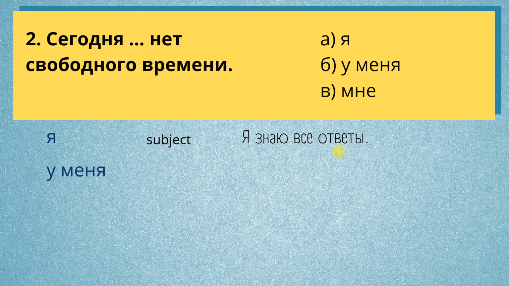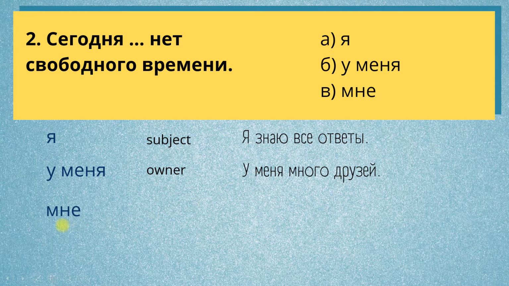У меня, also quite unique, and it's about the owners. У меня means you are the owner, and it's genitive case. У меня много друзей. I have a lot of friends. У меня, "у" and this form together means that I am the owner of whatever goes next.